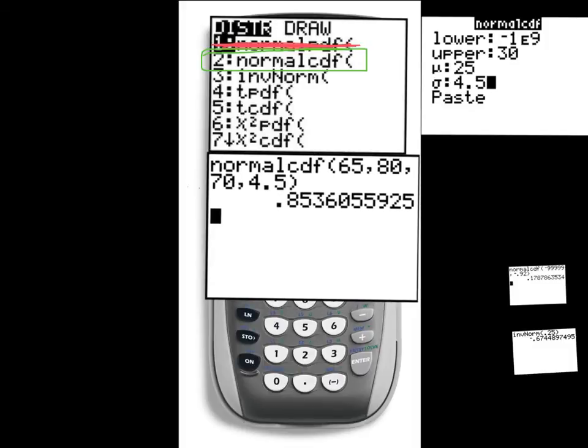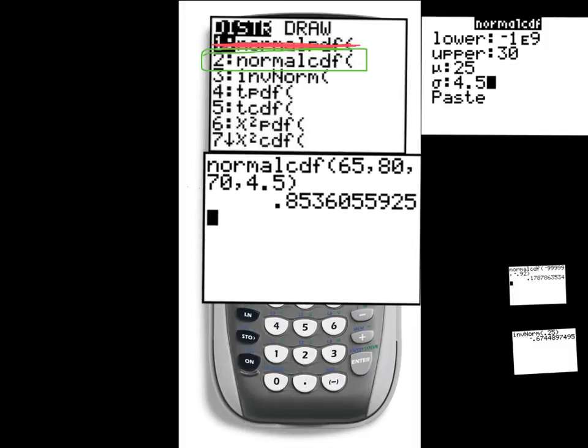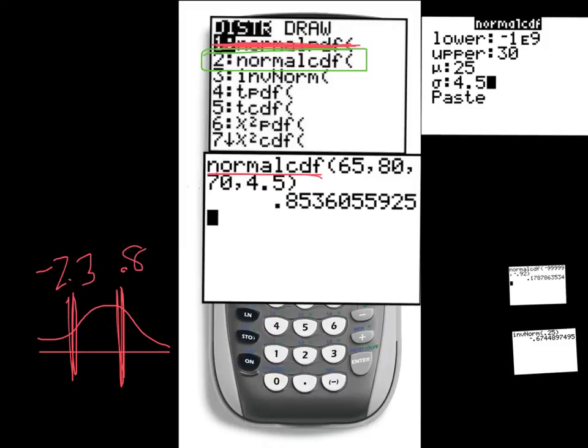Okay? So now what? Well, when you have your normal CDF, what it's asking you to do is give it some parameters for the normal curve. So I'll draw the normal curve right here. The normal CDF wants you to tell it between what two z-scores do you want the area of. So from here to, say, here is what I want. Now I need to know what those z-scores are for that. So let's say this was negative 2.3 and this was positive 0.85.